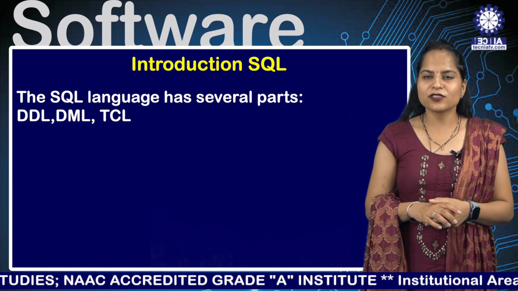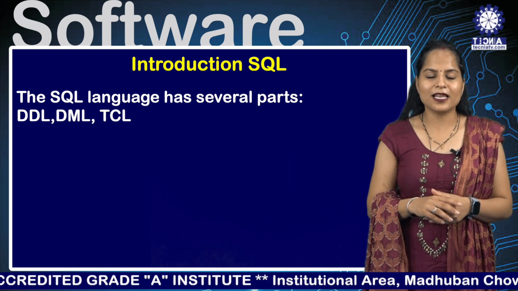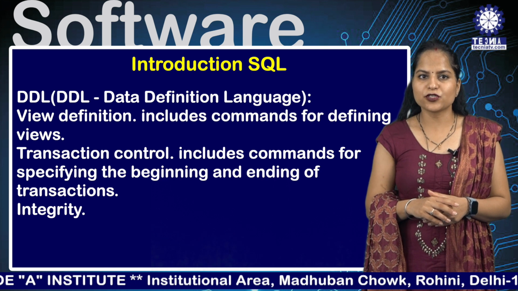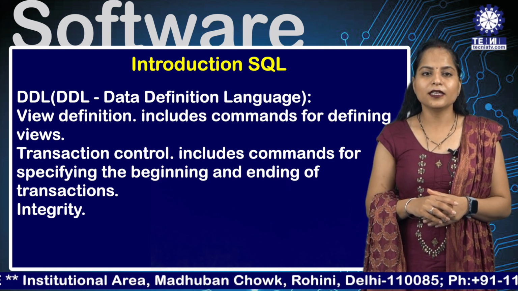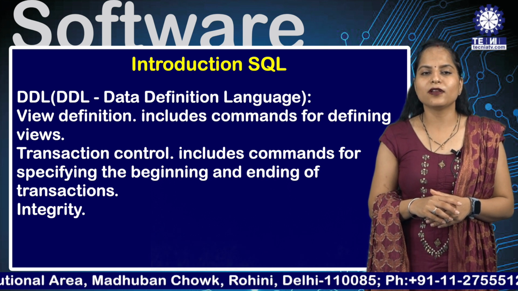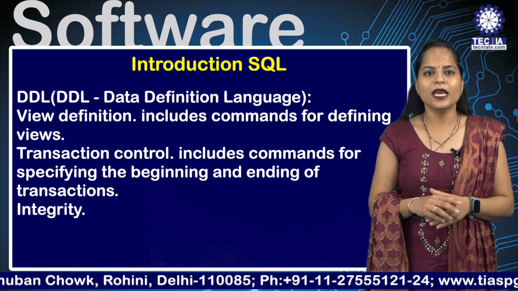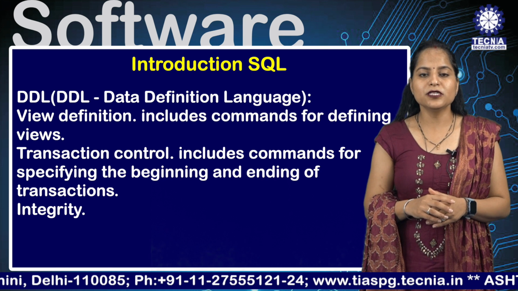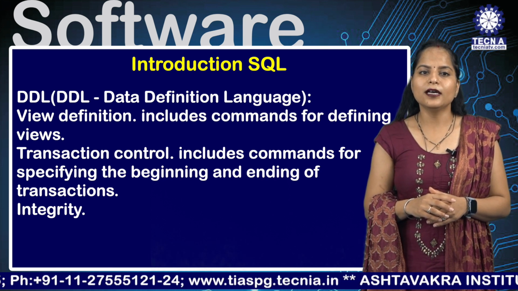The first commercial relational database was released by Relational Software, which later became Oracle. The SQL language has several parts like DDL, DML and TCL. The first one is DDL, that means Data Definition Language, which provides commands for defining relational schemas, deleting relations and modifying relational schemas.